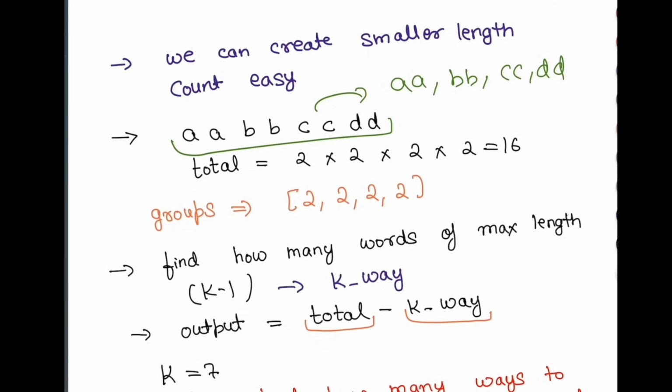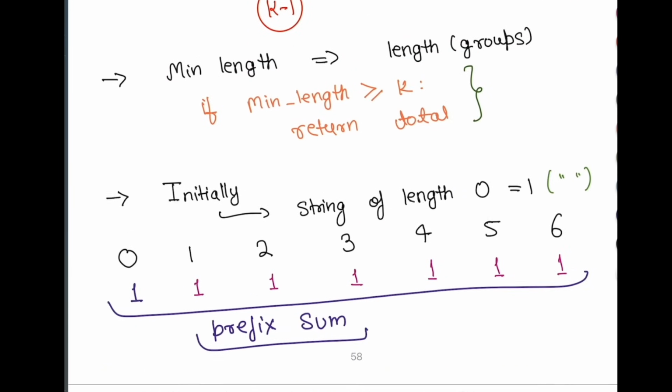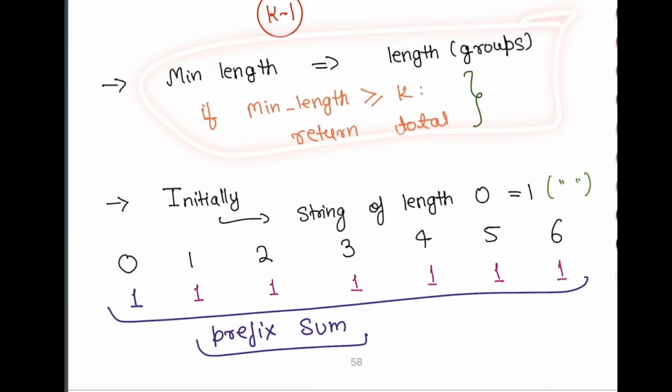Let us say for this particular string, the value of k is equal to 4. Now I know that there are 16 ways to create possible strings which Alice was trying to type. The minimum length string we can create is 4 and the value of k is 4. It means try to find all the strings of length at least 4. So all the strings will be of length at least 4, so 16 is going to be the answer, right? So that is what I'm saying. Minimum length is going to be the length of the groups, and if it is more than or equal to k, return total. That's it. But what if this is not the case? That's what we are trying to solve.